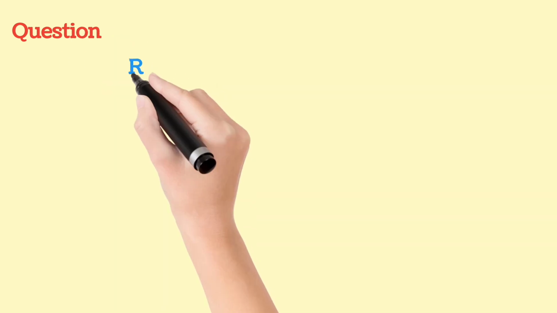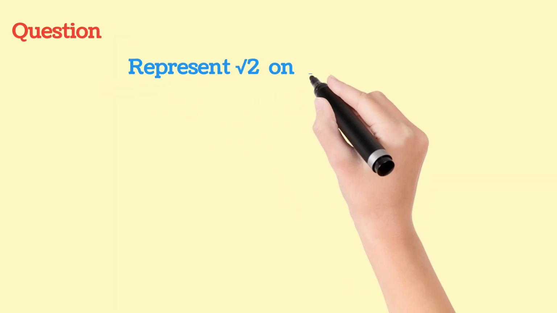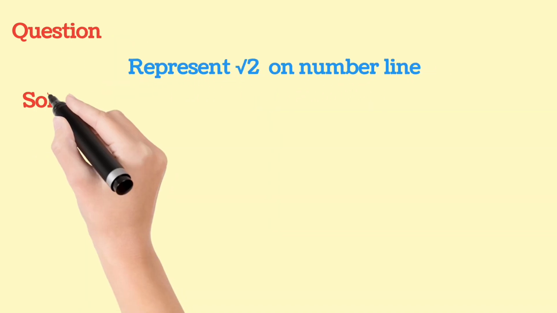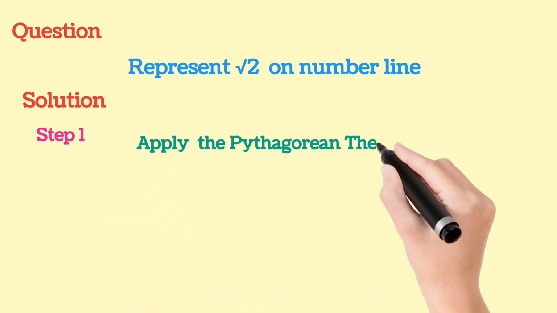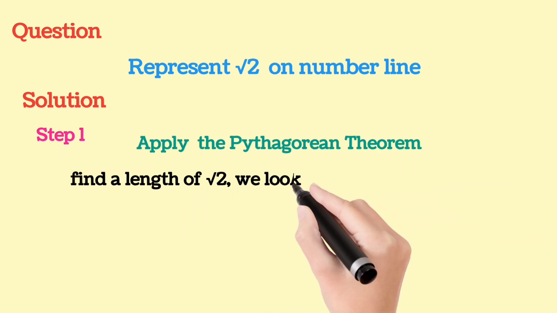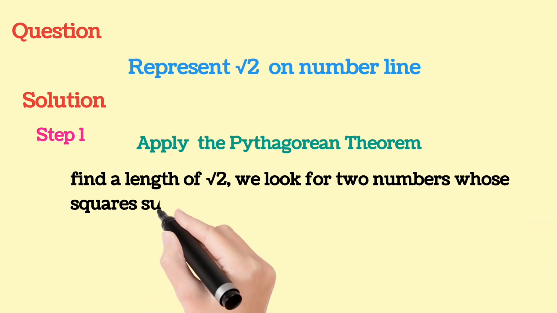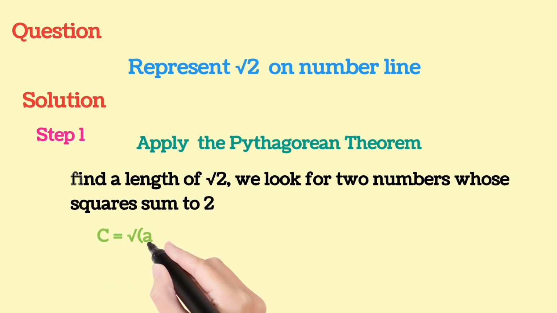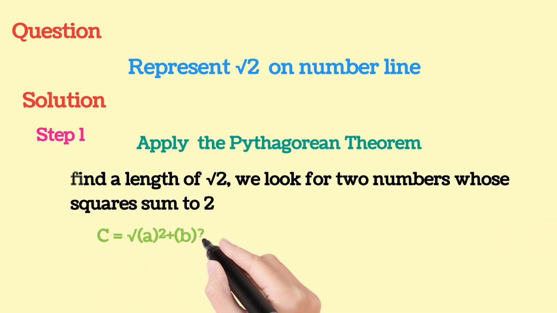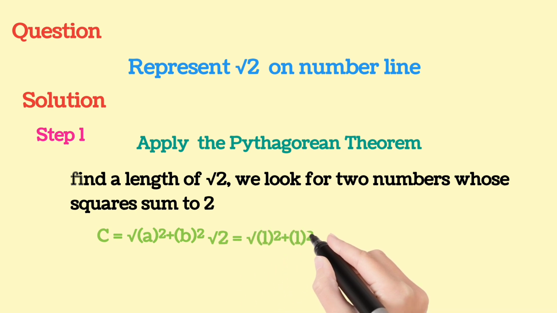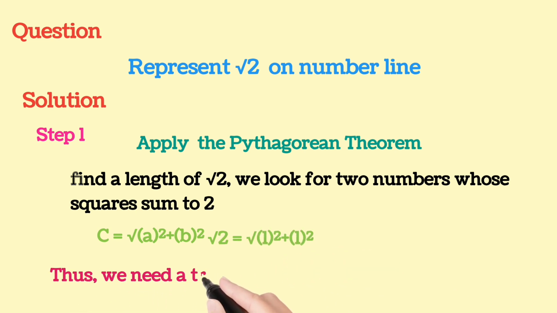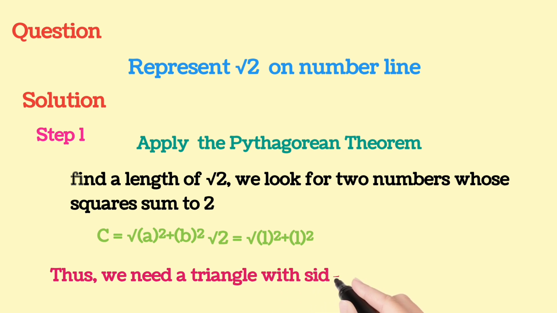Take another question. Represent root 2 on the number line. For this solution, step 1. Apply the Pythagoras theorem. Find the length of root 2. We look for two numbers whose squares sum to 2. C equals root of a square plus b square, that is, root 2 equals root of 1 square plus 1 square. Thus, we need a triangle with sides 1 unit.